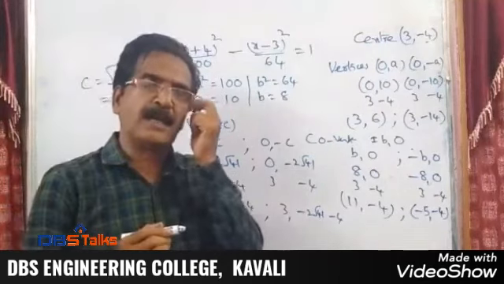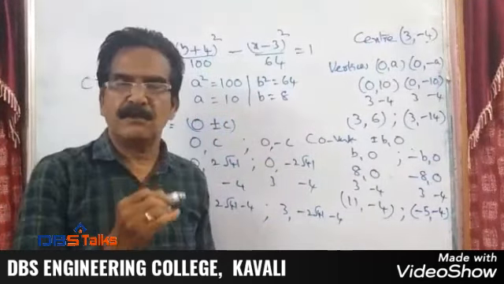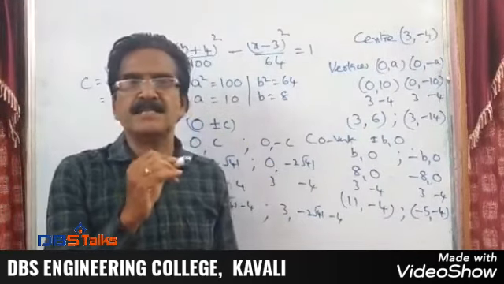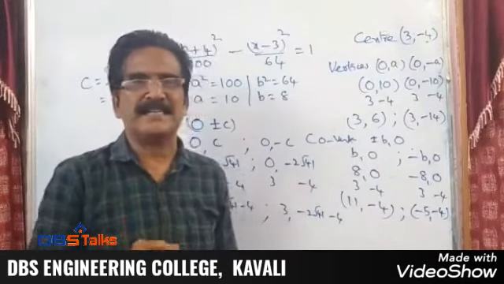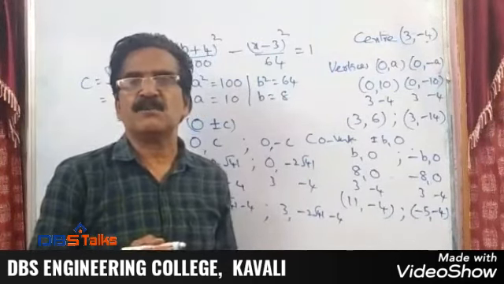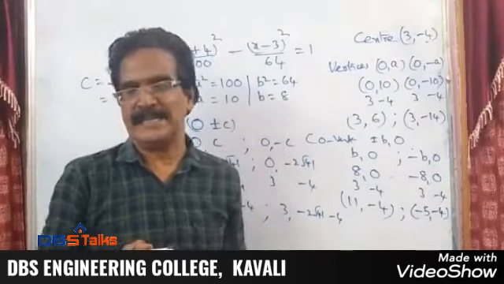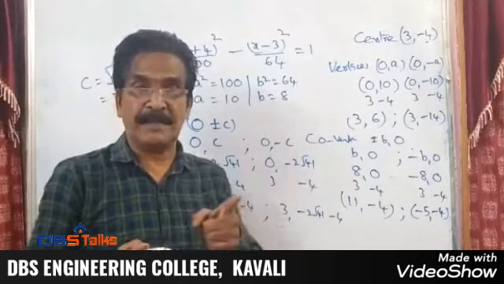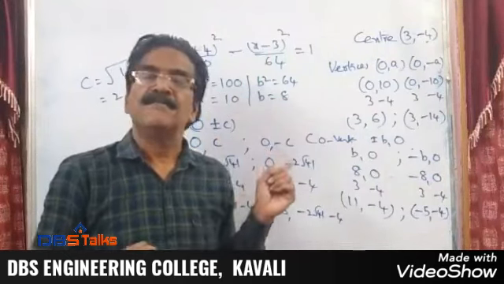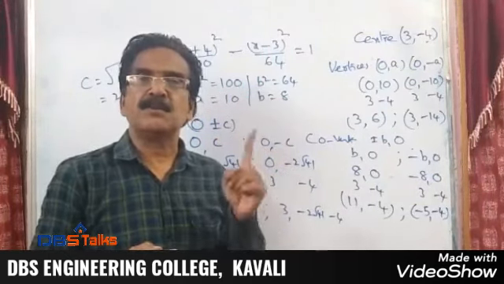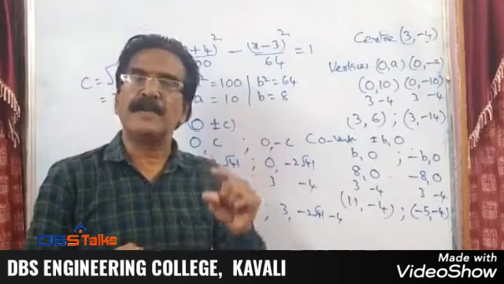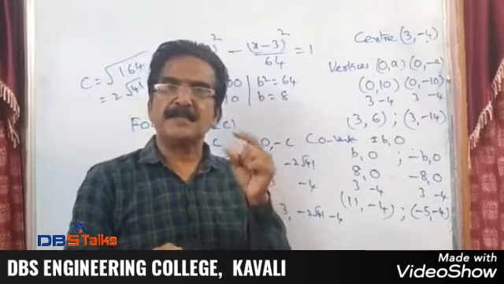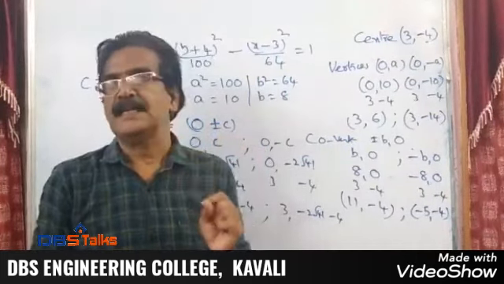For the standard hyperbola x square by a square minus y square by b square, the asymptotes are y is equal to plus or minus b by a into x. And for the second one, y is equal to plus or minus a by b into x. And for the third one, that is (x minus h) whole square by a square minus (y minus k) whole square by b square, y is equal to plus or minus b by a into (x minus h) plus k.